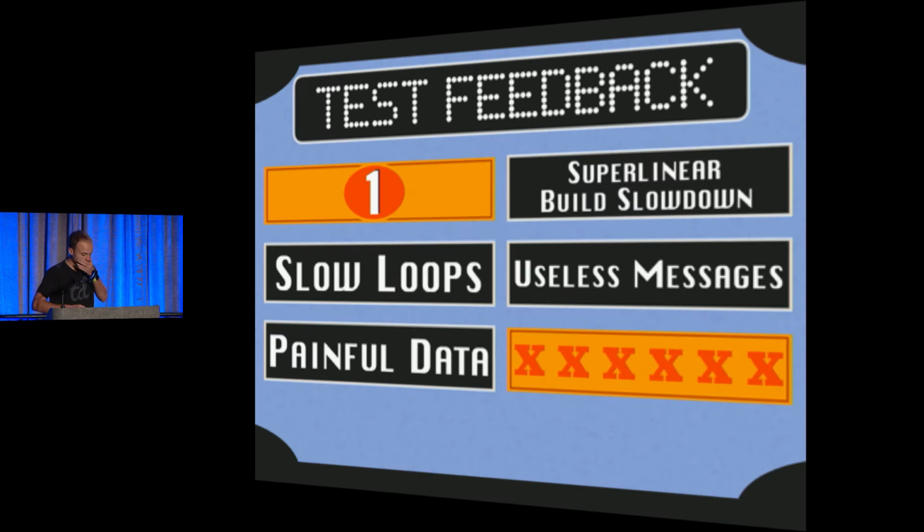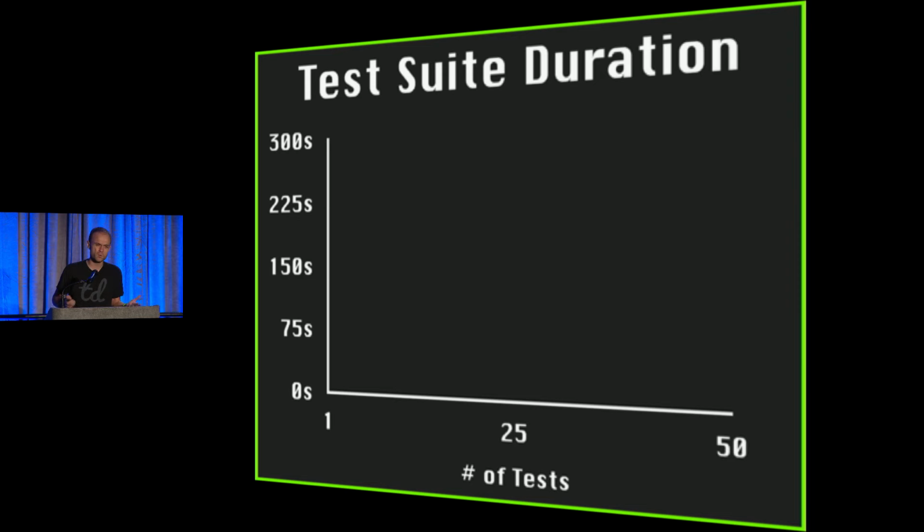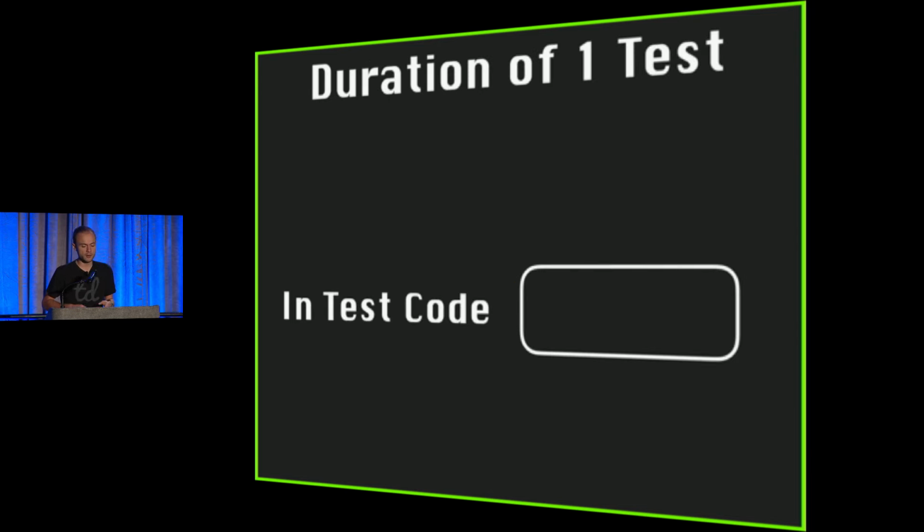Talking more about productivity, let's discuss superlinear build slowdown. What the heck do I mean by that? Well, our intuition about how long our test build should take tends to betray us, because if we have one test and that test takes 5 seconds, then we assume that 25 of them are going to take 25 times as long and 50 of them are going to take 50 times as long. And I think the reason is that if I say that a test takes 5 seconds, your brain just thought that's 5 seconds in test code.